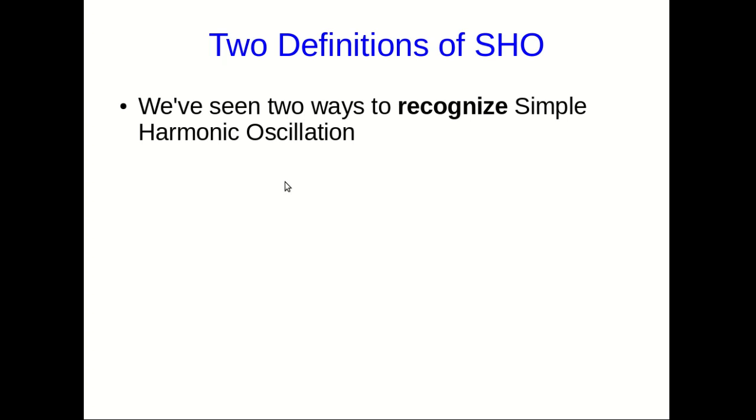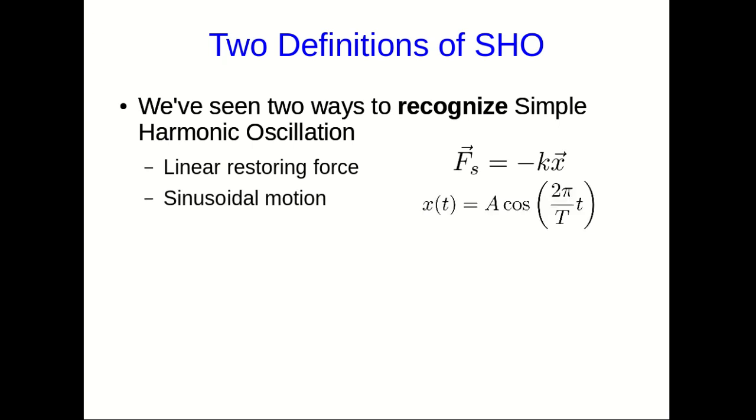So I'll just finish off this lecture by pointing out that we now have 2 different definitions of simple harmonic oscillation, or ways of recognizing it. The first is if there's a linear restoring force, then we know this is something that is like a mass on a spring, and so it will execute simple harmonic oscillations. But the other is if you see sinusoidal motion. Okay, so if your data looks like this, then you know that's simple harmonic oscillations as well.